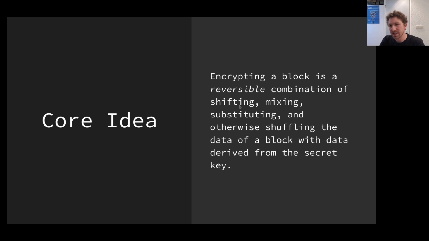And the various ideas of the shifting and the mixing and the substituting, all of these different ways of operating on the columns and the rows and the individual bytes of the block, they have different mathematical properties that lend themselves to making this very hard to go in the reverse direction, right? Without the secret key, it's essentially impossible to get back to the original data, at least with today's technology. And probably for a long time in the future as well.